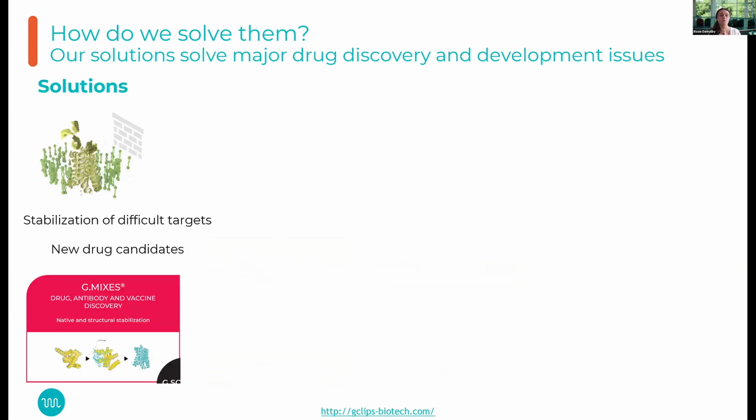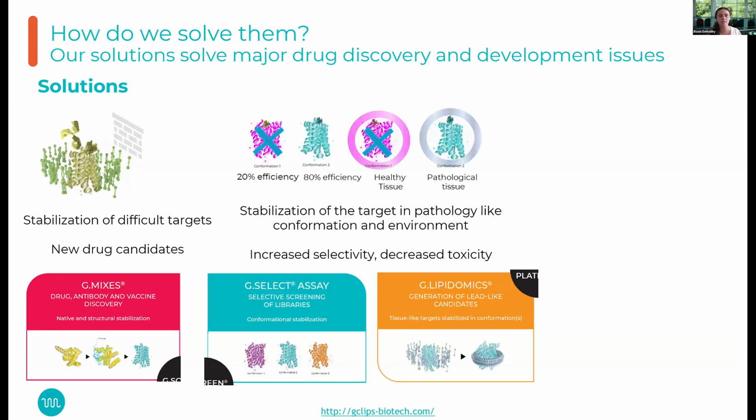So the first step would be to use our G-mixes. The G-mixes are proprietary mixes. We have more than 220 mixes that allow us not only to extract the protein from the membrane, but also to stabilize them in order to work with them in vitro. But we go a step further, and we have developed an assay called the G.Select assay, based on fluorescence, that can tell us in which format the target is in a specific mix. So we can know, for example, for a GPCR, if it's in an active or inactive state, or we can know as well if it's in a dimeric or monomeric form.